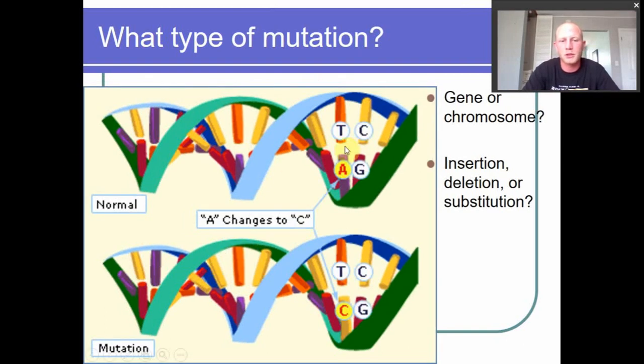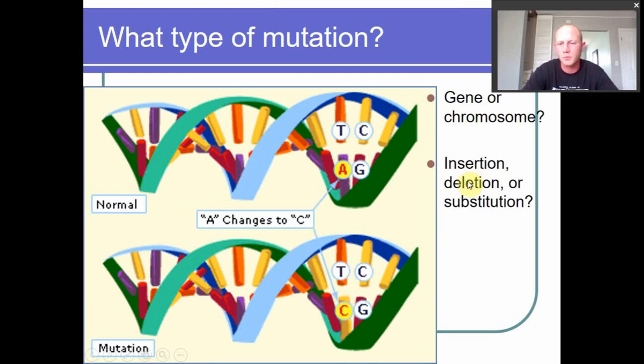So what type of mutation is this? We have thymine here, we have adenine here. Remember that thymine and adenine nucleotides always pair up, and cytosine and guanine nucleotides always pair up. So it says right here, if I look at my normal DNA strand and then I come down to where it says A changes to C, this adenine nucleotide somehow changes to cytosine.